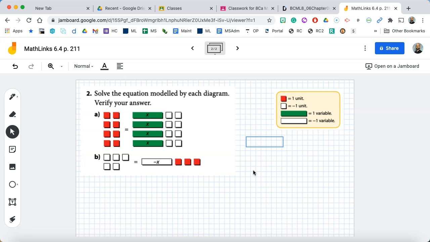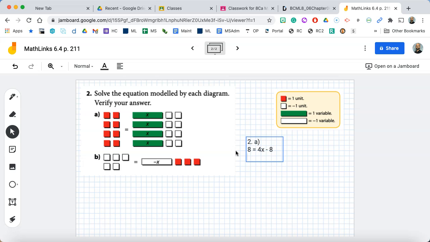Now we're trying number 2. We're still working with models, and our job is to first translate the model and then solve the equation. So we've got number 2a. Let's work on that one. Over here we've got 8 red tiles, so that's simply 8 equals 4x. And then what do we have? We have negative 8. We have 8 negative tiles.